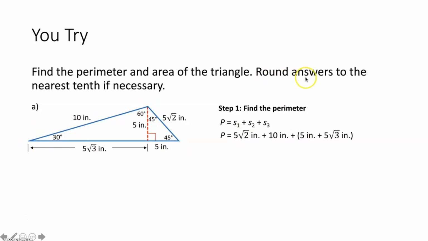I then see that the question wants us to round answers to the nearest tenth if necessary, so all I have to do is just plug all of this in my calculator, and I get that the perimeter of this triangle is approximately equal to 30.7 inches. Now I need to find the area of this triangle.